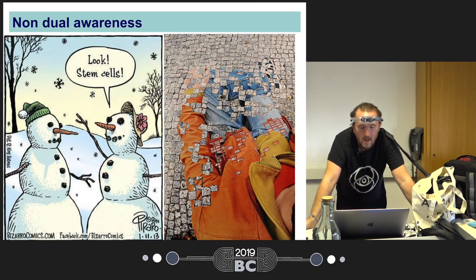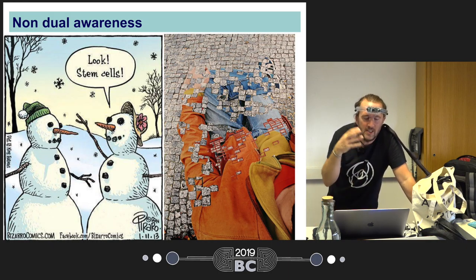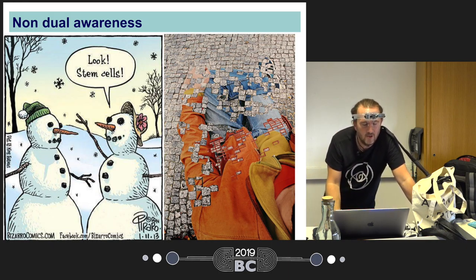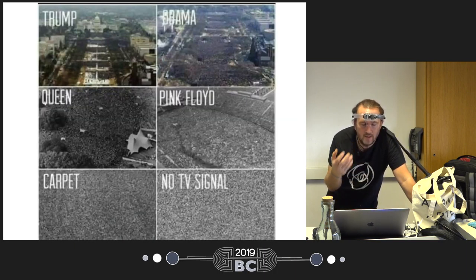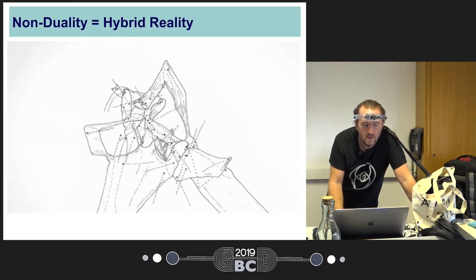So I'm really interested in creating a visual literacy around these ideas. I've searched for images that can represent these ideas. So these are all ideas around non-duality.